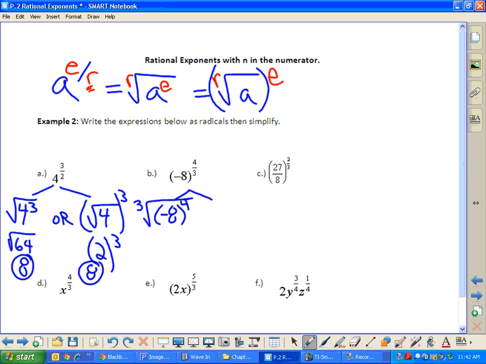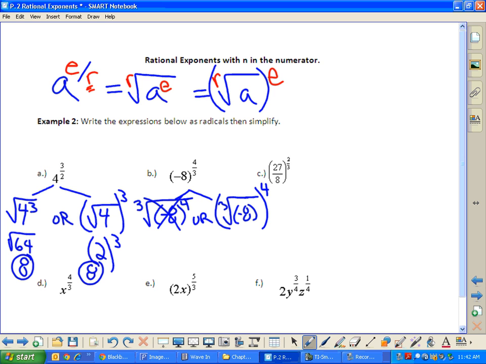So setting it up in this way, I'm like, oh, I don't know what 8 to the 4th is, so I'm going to get rid of that. I'll use the other way. It's a little friendlier if I don't have a calculator in my hand. Check it out. I could set this up as the cube root of just -8, and then raise all that to the 4th power. Cube root of -8?